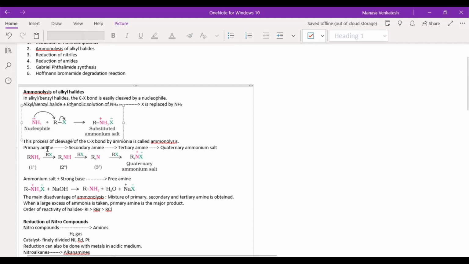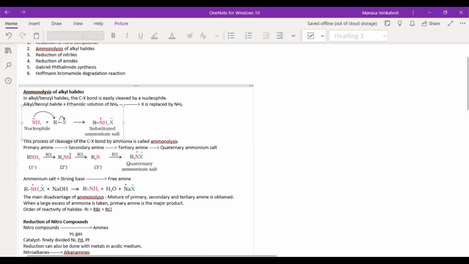So in this reaction, you have a continuous formation. First you will get a primary amine. When we take a primary amine and react it with alkyl halide, we'll get the secondary one. And then when it further undergoes reaction, it gives us the tertiary as well as quaternary ammonium salts. This ammonium salt, when it reacts with a strong base, gives us a free amine. So here, if you notice, we had a substituted ammonium salt only synthesized, and this is reacting with a strong base to give us a free amine.